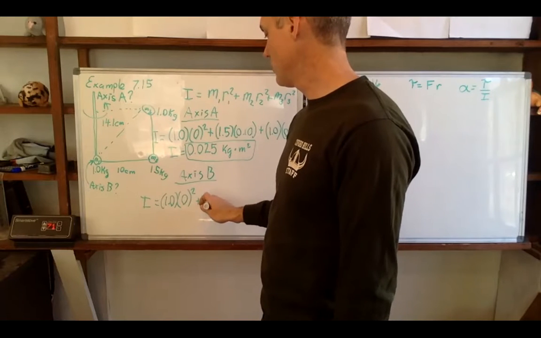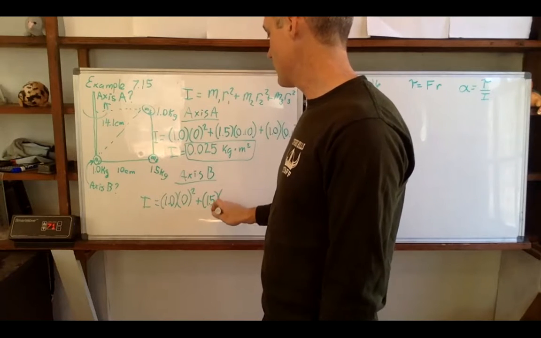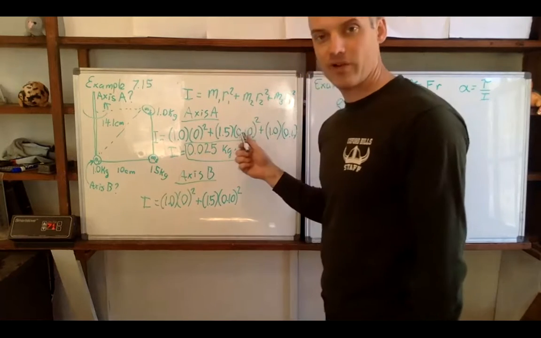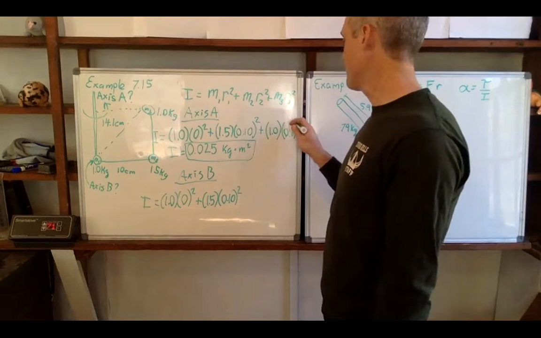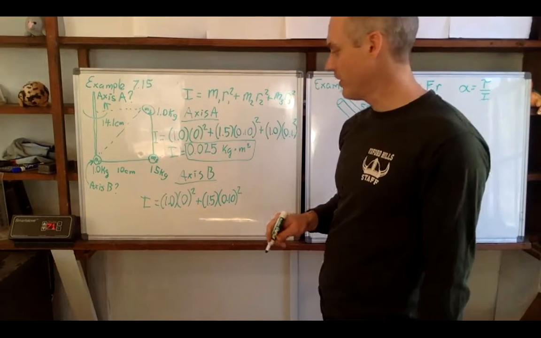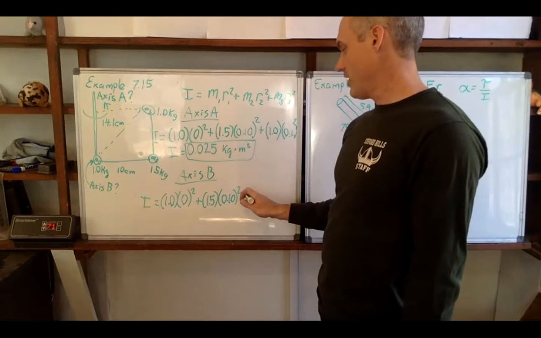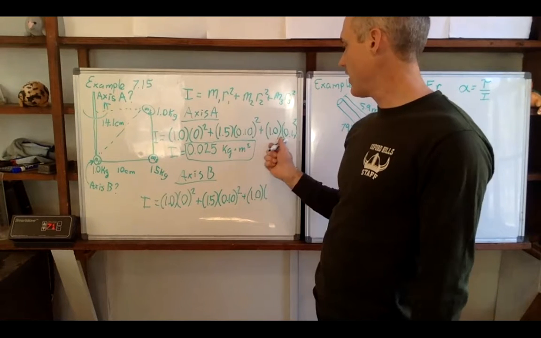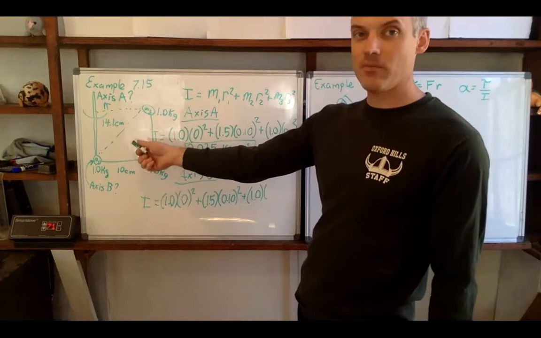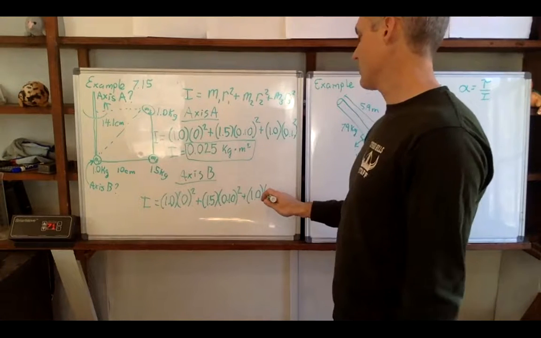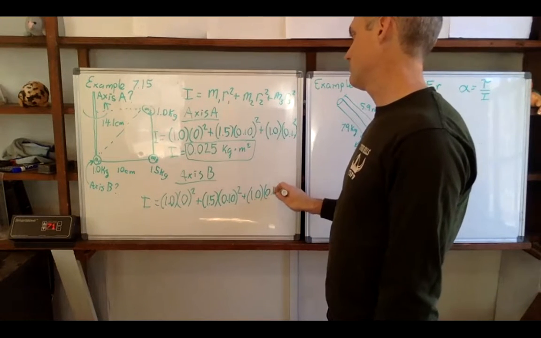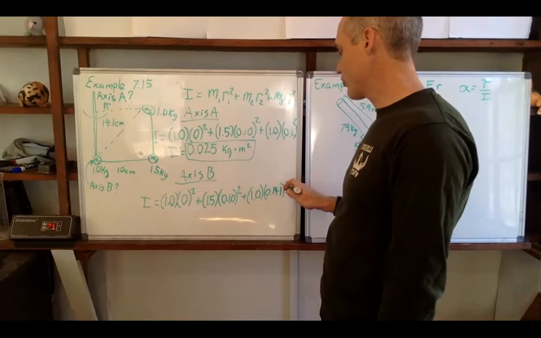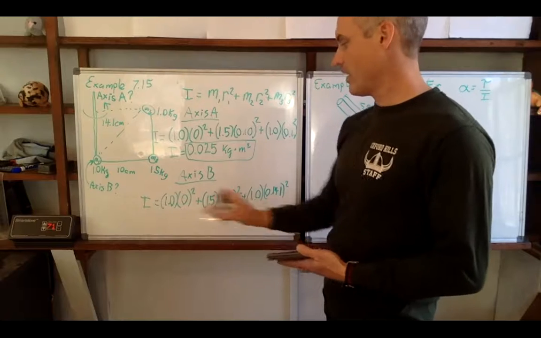Mass 2 is still at, oh man, I forgot to square the radiuses in the equation here, didn't I? It's a miracle I did that on the calculator. That has to be squared. And then the last one is 1.0, and now it's got a distance of 14.1 centimeters. So that's 0.141 squared. Okay, so that first term is zeroed out.